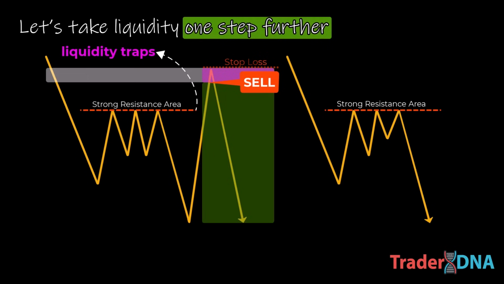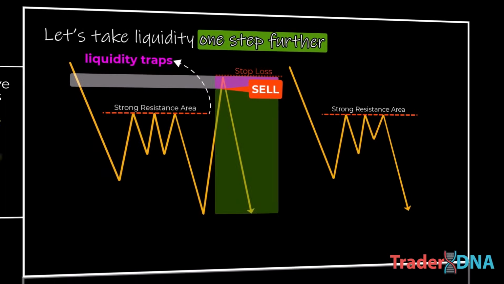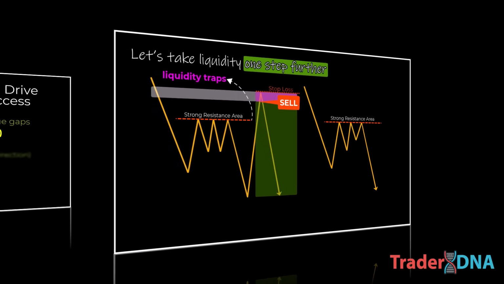We let price take out the equal highs or lows, enter a key zone like a supply or demand area, and then look for entry with confirmation. This small shift in how you view equal highs and lows can completely change how you trade.